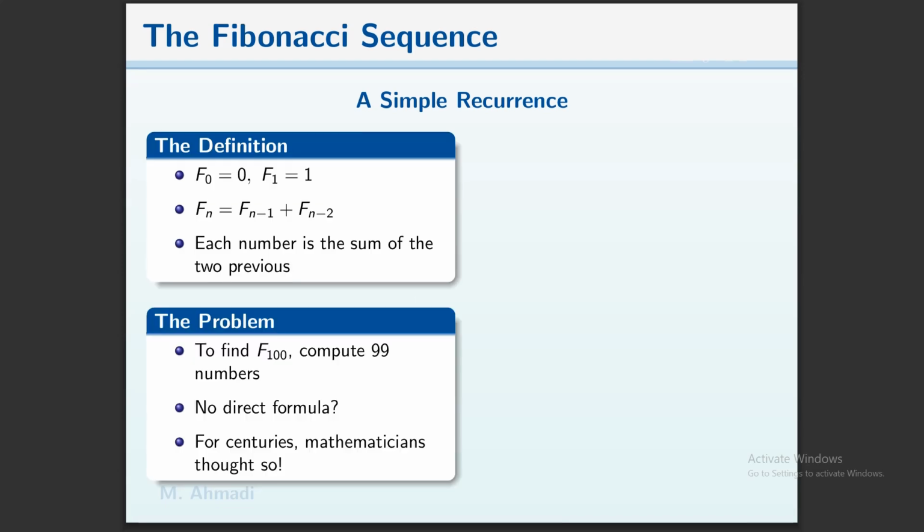You know the Fibonacci sequence. The definition of the Fibonacci sequence is F0 equals 0 and F1 equals 1, and Fn equals Fn minus 1 plus Fn minus 2. Each number is the sum of the two previous numbers. The problem: to find F100, we should count through 99 numbers. No direct formula. For centuries, mathematicians thought so.